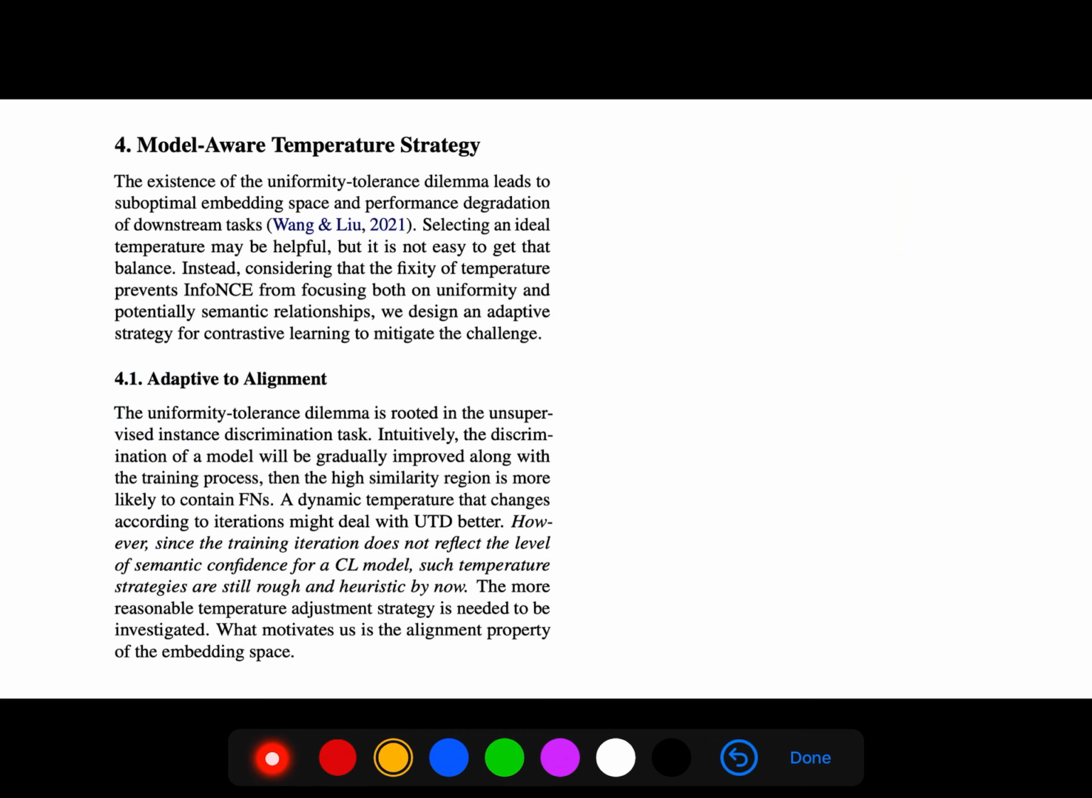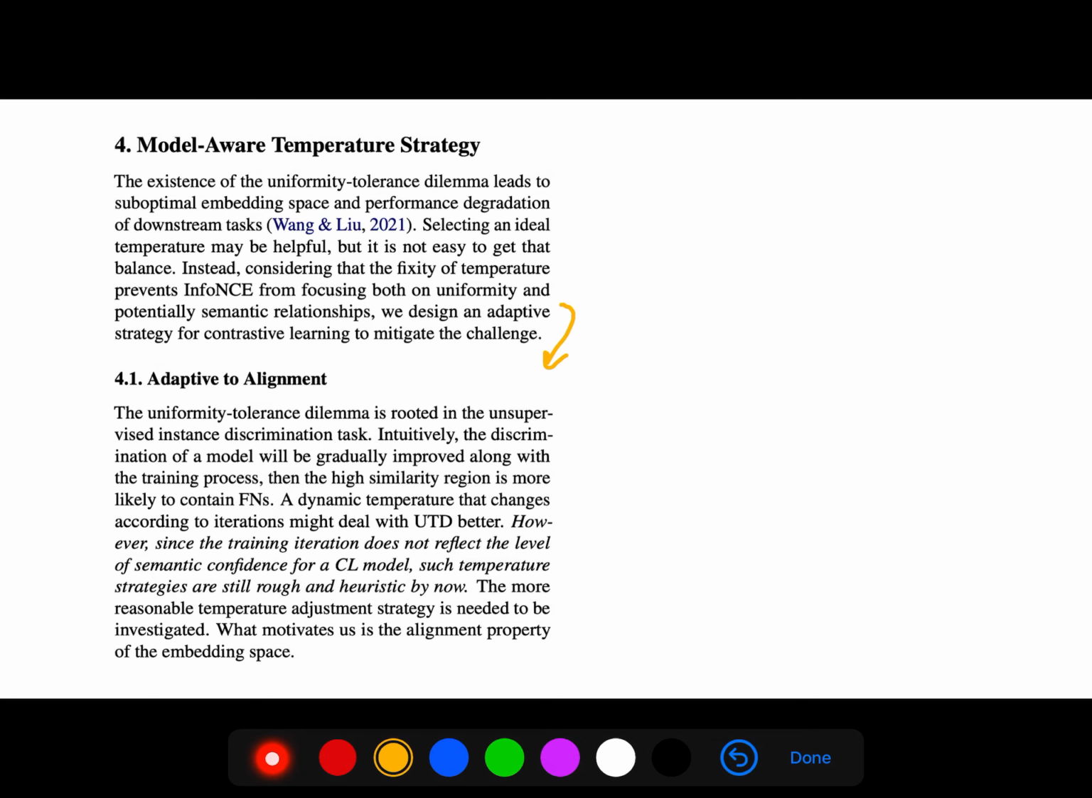The existence of the uniformity tolerance dilemma leads to a suboptimal embedding space and performance degradation of downstream tasks. Selecting an ideal temperature may be helpful, but it is not easy to get that balance. Instead, considering that the fixity of the temperature prevents inference from focusing both on uniformity and potentially semantic relationships, we design an adaptive strategy for contrastive learning to mitigate this challenge.